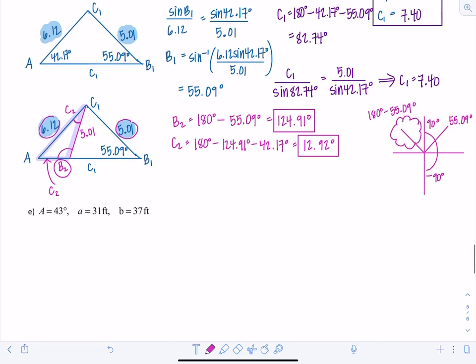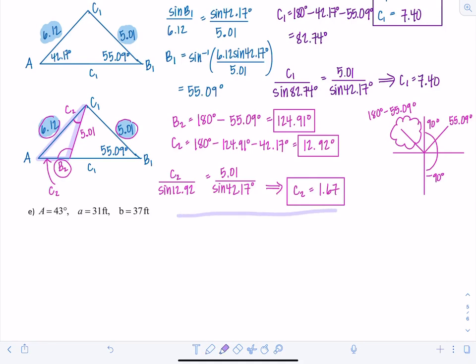to find side C2. So little c2 over sine of 12.92 degrees equals 5.01 divided by sine of 42.17 degrees. Oh, that should be 42. And this gives us C2 equals 1.67. So there's the second possibility or second solutions for B2, C2, and side C2. All right, you have to stay very organized and methodic with these because otherwise they can get confusing for sure.